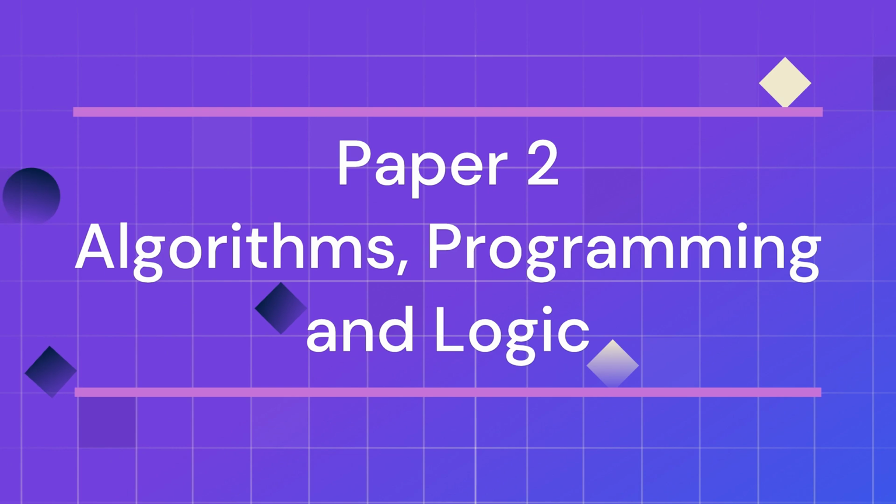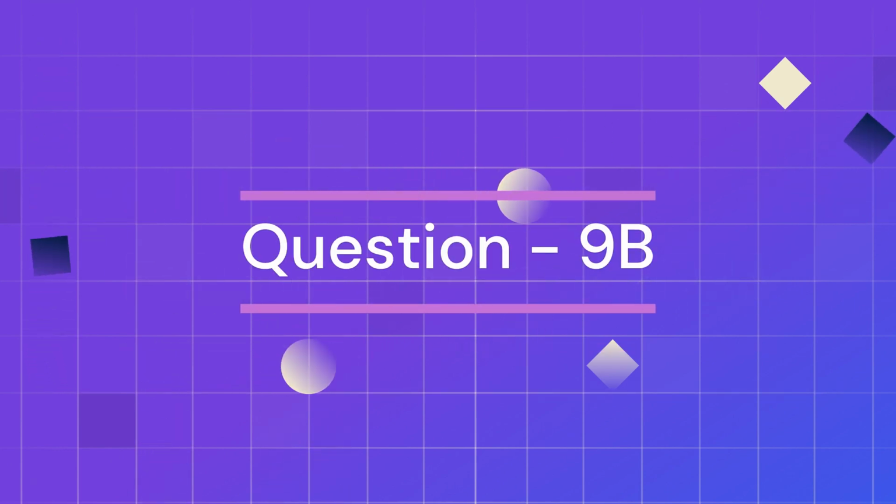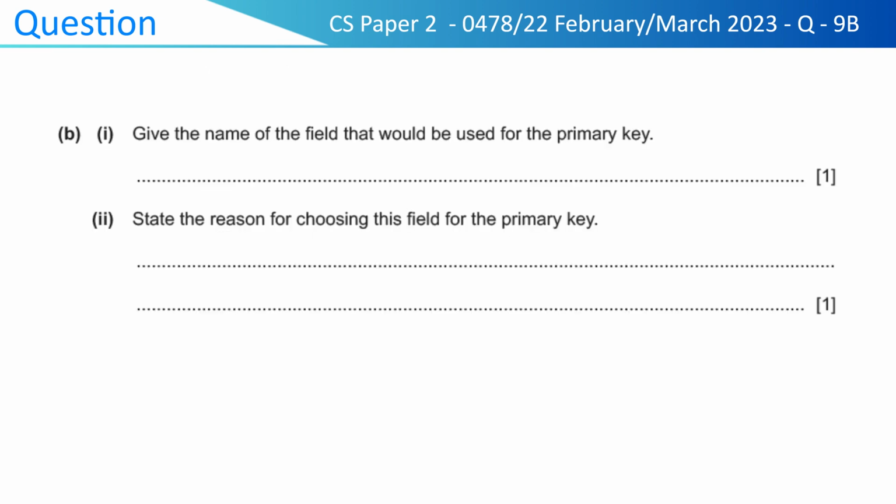Today we are going to solve question number 9 part B of the 047822 February-March 2023 past paper. The question is, a shop that sells books has set up a new database table called Booklist to store book details. Part of the table is given. Part 1. Give the name of the field that would be used for the primary key. Part 2. State the reason for choosing this field for the primary key.